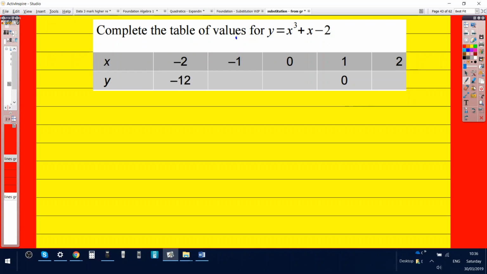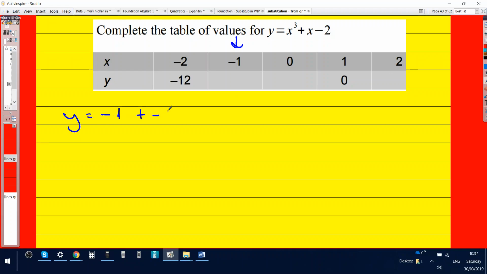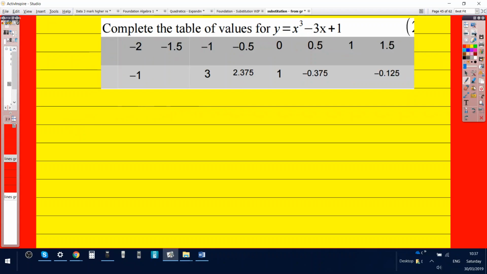x cubed, what would you get when you sub in the minus 1? It'd be minus 1 plus minus 1, because if it's cubed, you'd be timesing by minus again because it's 3 times. So minus 1 and minus 1 is minus 2. And then you're taking away a 0, then minus 2 again. Is that minus 4? Well done. That's minus 4, and then you just draw it the normal way.